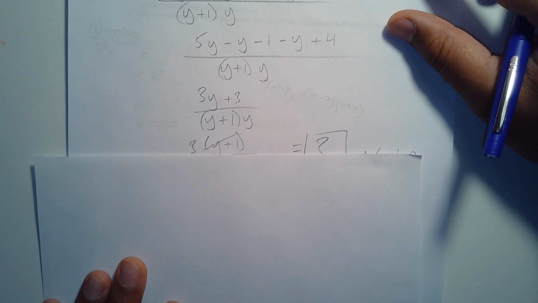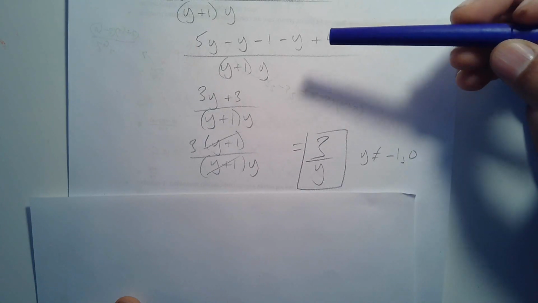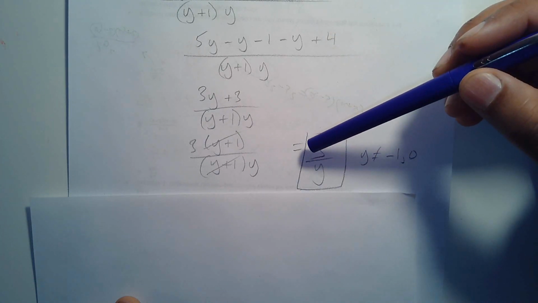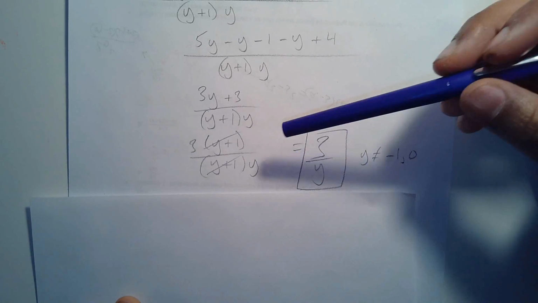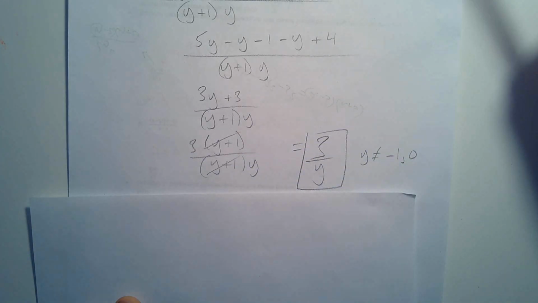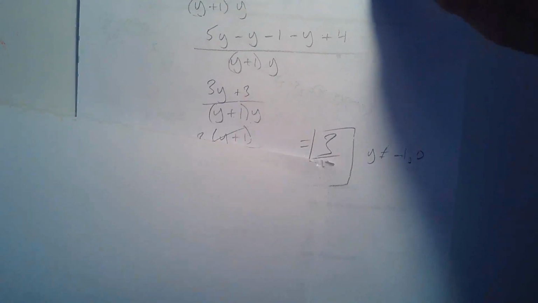So it gives you 3y plus 3. Factor out the 3, and you've got y plus 1 on the top and bottom that can cancel out, so your answer is 3 over y. So y can't equal negative 1 and 0. Again, the negative 1 is from what you crossed out, so that still has to be included.